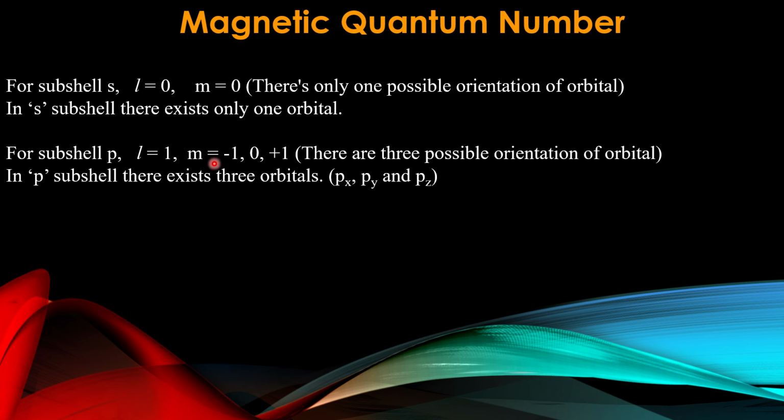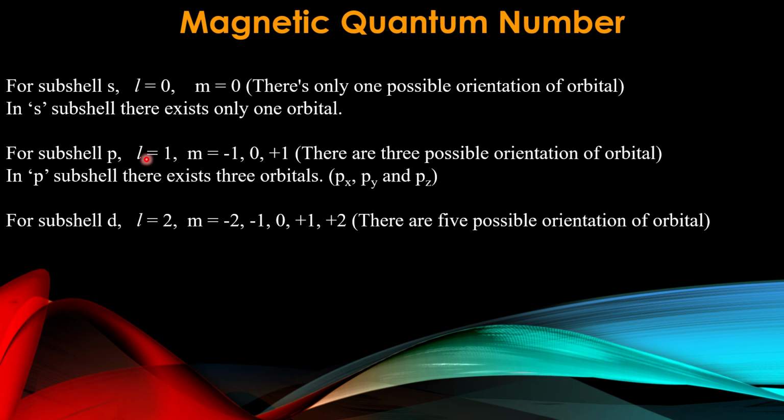Now, M equals we got minus 1, 0 and plus 1. And for this Px, Py and Pz, when M equals minus 1, this is Px orbital. When M equals 0, this is Py orbital. And when M equals plus 1, that is Pz orbital. When L equals 1.